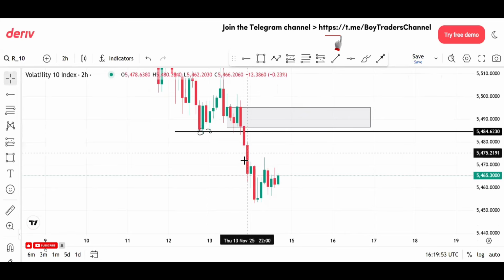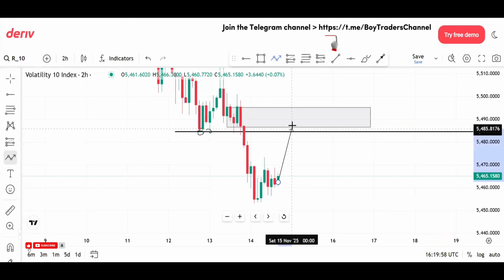This bearish engulfing candle that left the base. So what I would do in this situation is to wait for price to approach this area, then look out for an entry confirmation at this point. If price can approach this trade zone, I'll look out for an entry confirmation.